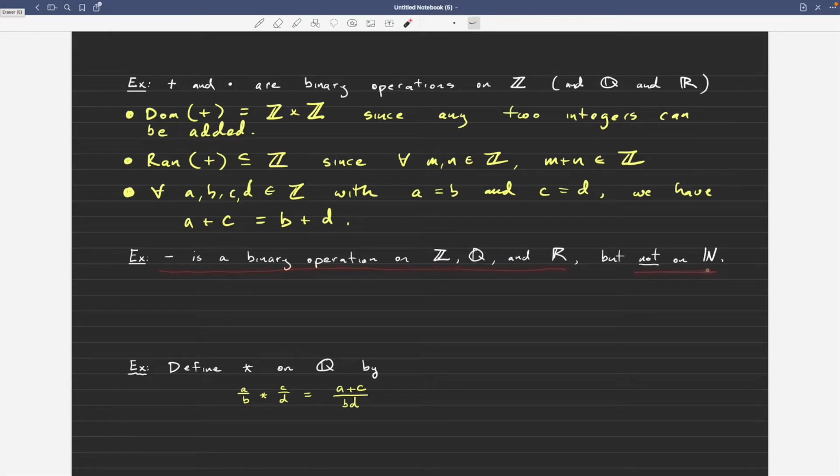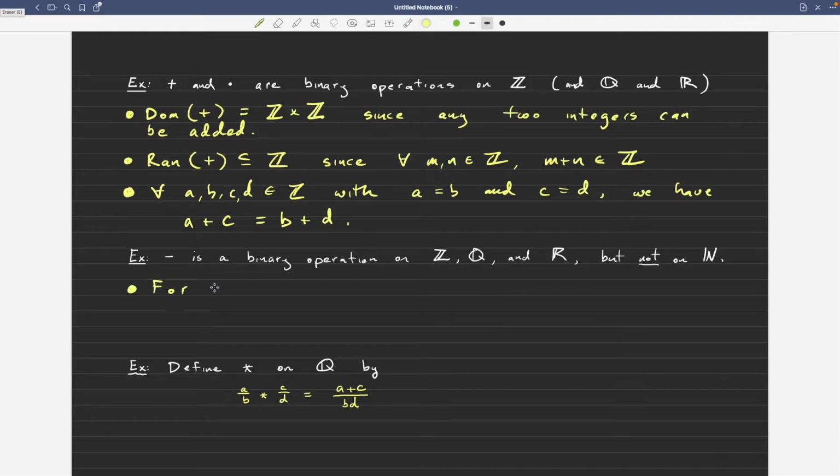So what breaks down whenever you try to think about subtraction on the natural numbers? Remember, the natural numbers are just the positive integers, right? Well, the problem is that you can subtract two integers and get a negative value, which would not be a natural number. Well, that's a problem with what? The domain, the range, or the function property? Well, it's the range, because we're getting an output value in the wrong place.